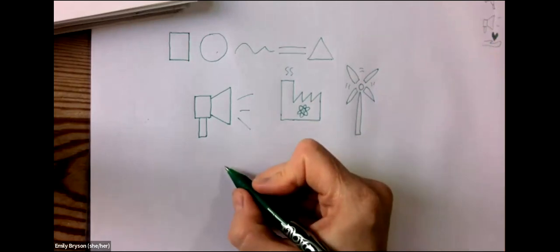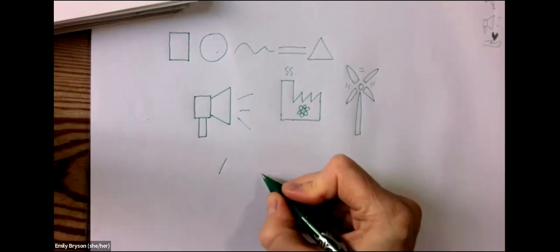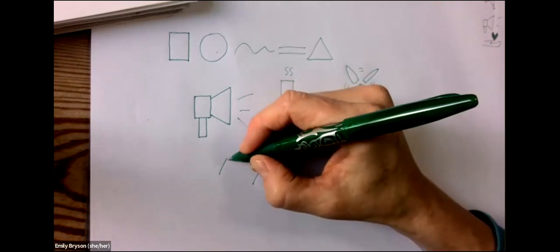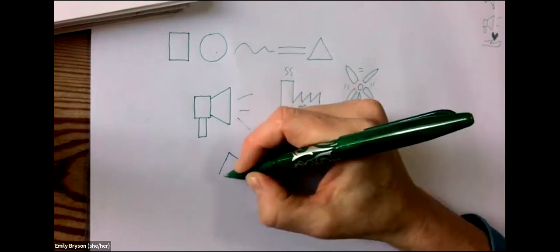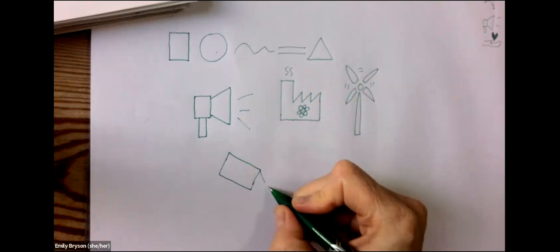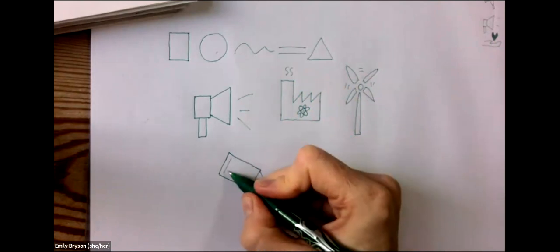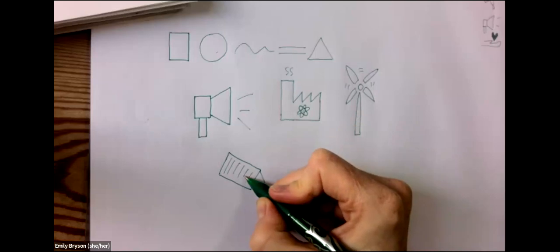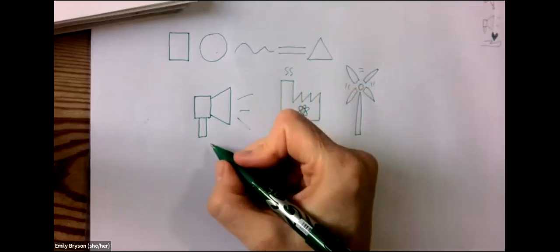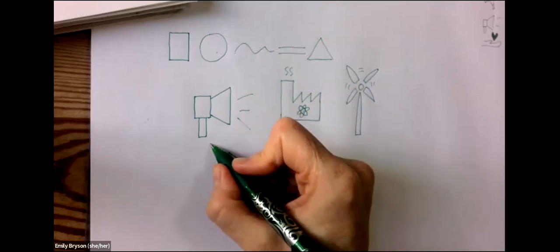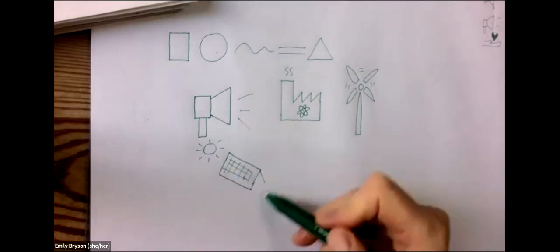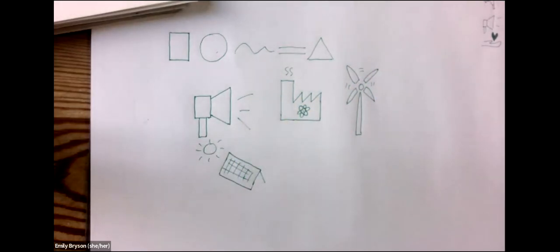For solar, I would do a rectangle, but at a jaunty angle. And then a little line to show the stand for it. And then you can just really quickly add some kind of crisscrosses. And then hopefully you've left some space for a little sun at the side to show that the solar is together.